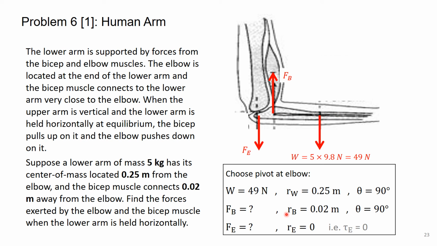FB, we don't know what it is, but we know that R value must be 0.02 meters, again given in the question. And theta must be 90 degrees. And for FE, we don't know what it is, but we know the R value must be 0 because the pivot is exactly where FE is pointing.